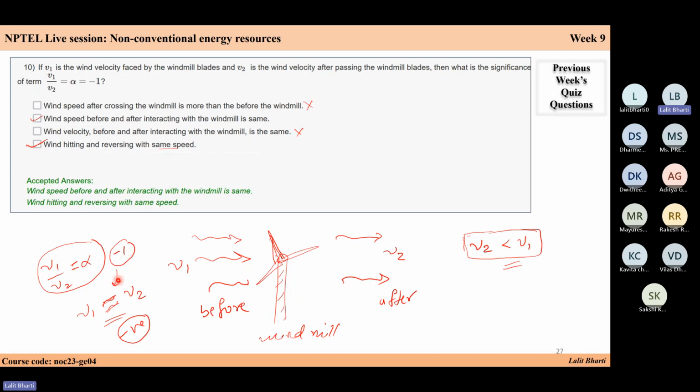Alpha is equal to -1, so your wind is hitting and reversing at the same speed. So options 2 and 4 are correct, and 1 and 3 are not correct. This is a very hypothetical condition, because we don't have alpha equal to 1, or V1 equal to V2 in the opposite direction. This is a condition given, but it is hypothetical. So just keep it in mind.